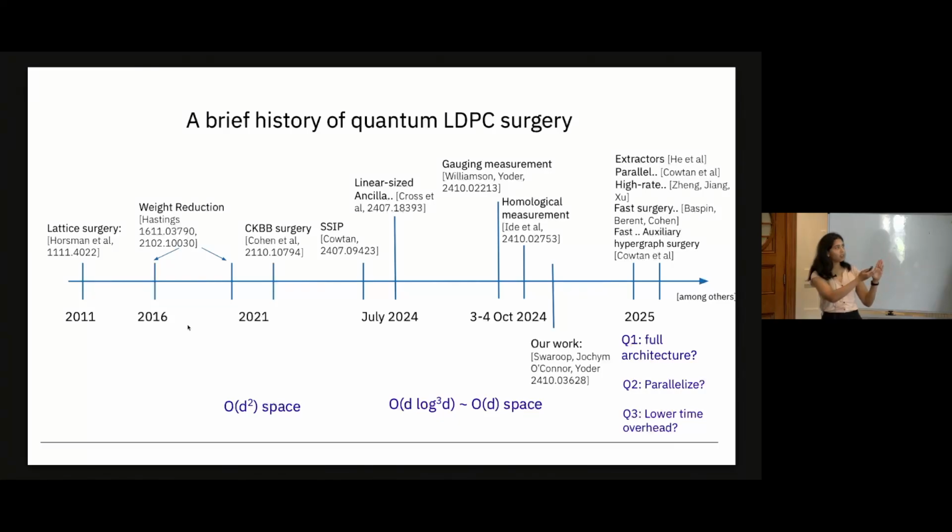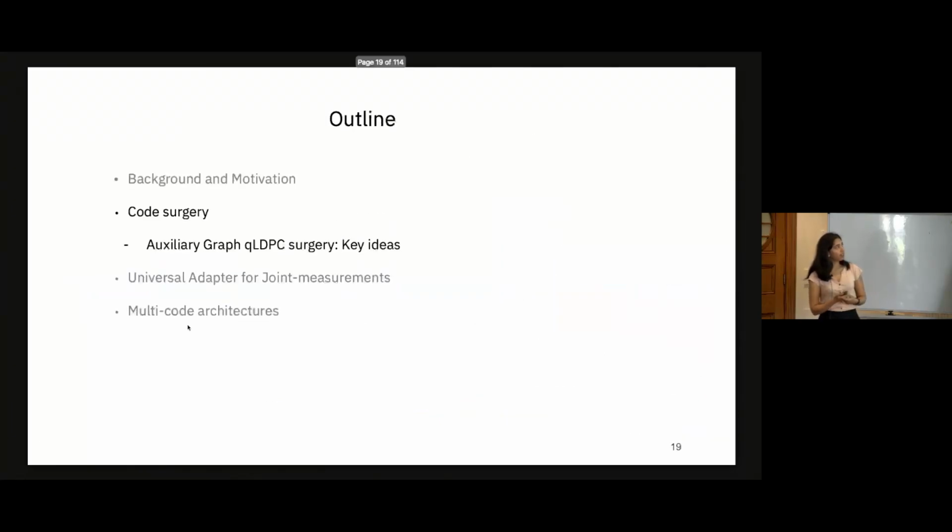And I think this is interesting because the ideas are simple, and these things form useful primitives for any new scheme you might be interested in coming up with. This is still very much work in progress and lots of room for improvement. So code surgery and the October ideas, which broadly we call auxiliary graph surgery.